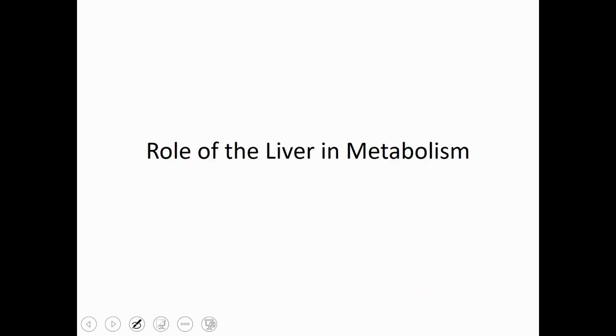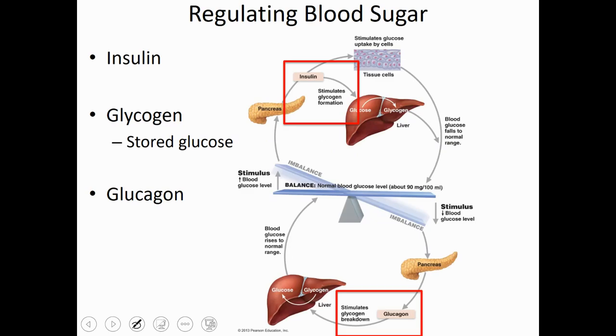So how do our pancreas and liver really regulate our blood sugar? You have two chemicals that are used. One is called insulin, and one is called glucagon. Now, insulin you've probably heard of a lot, and insulin gets released from the pancreas.